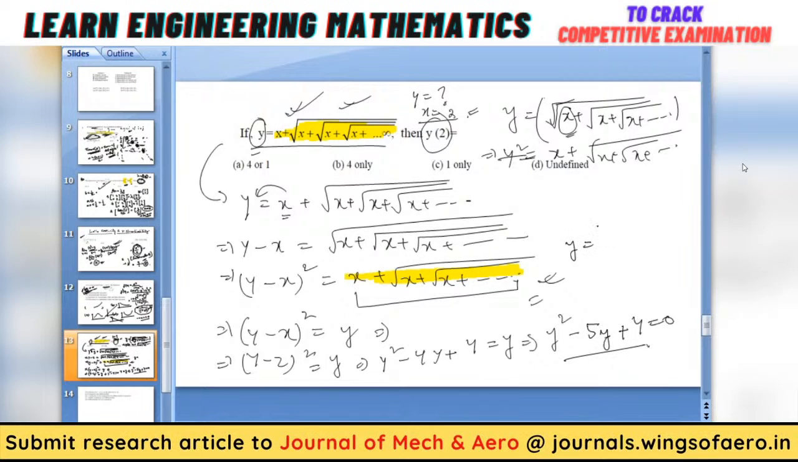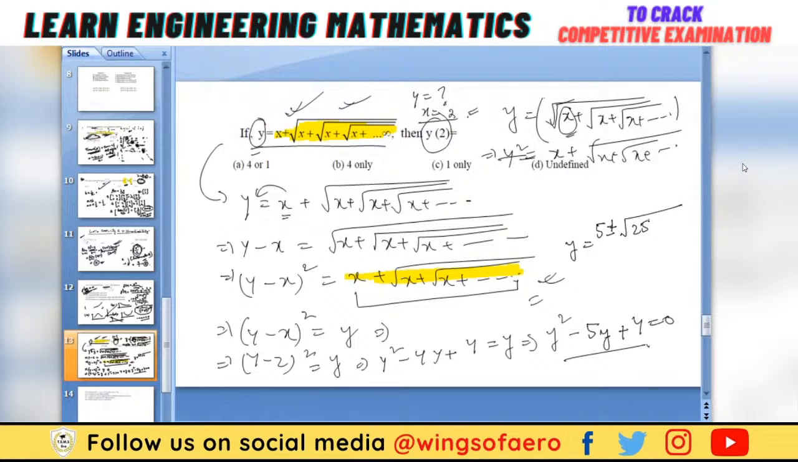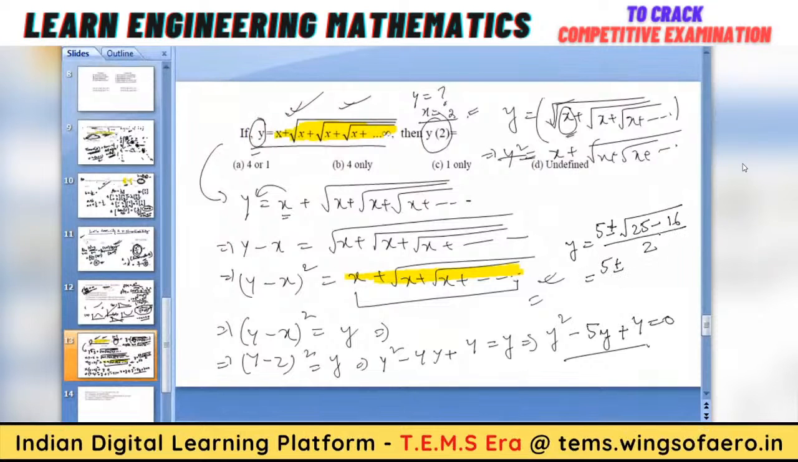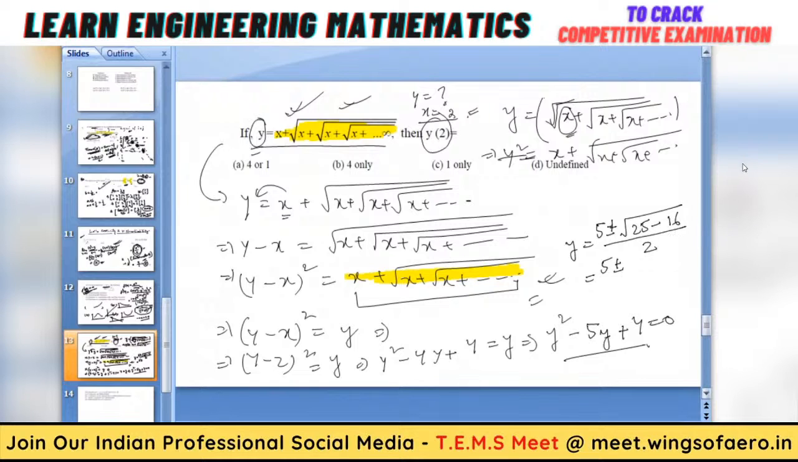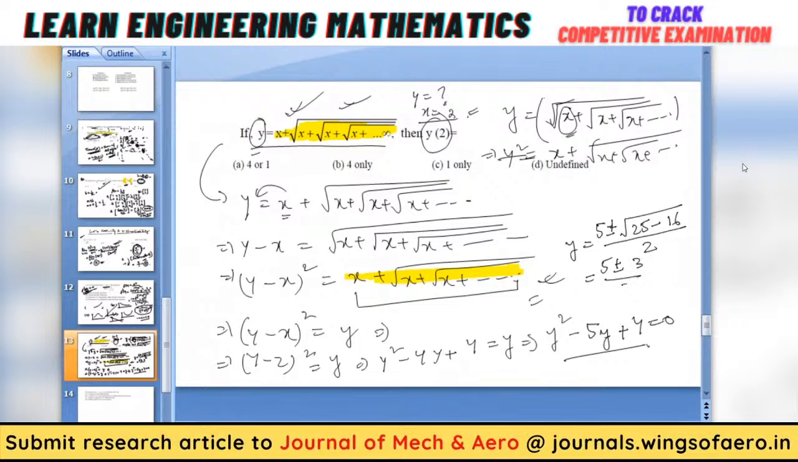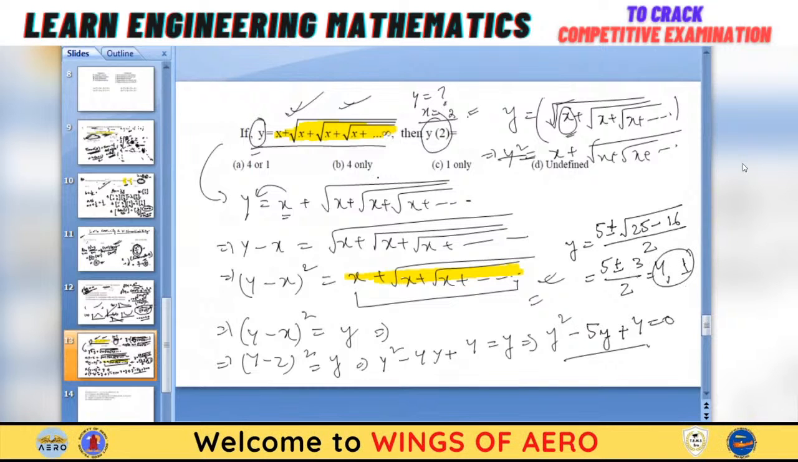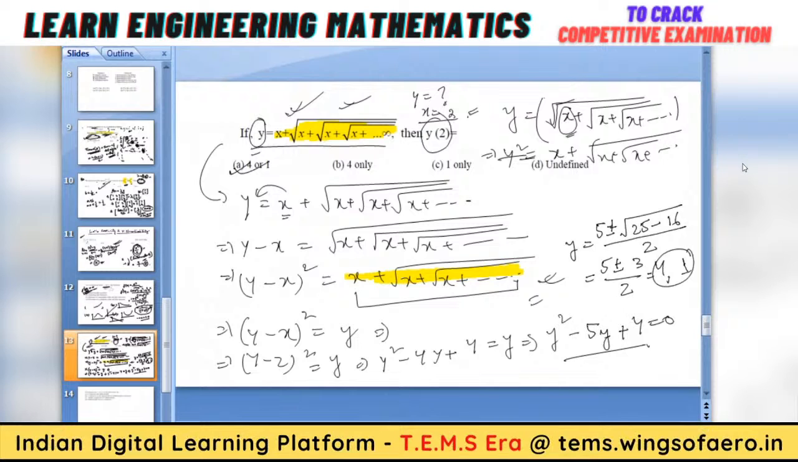y is equal to minus b plus minus root over of b square minus 4ac, over 2a, which is 5 plus minus root 25 minus 16, that is root 9, which is 3, over 2. So 5 plus 3 by 2 means 8 by 2, which is 4. Another answer is 5 minus 3 by 2, which is 1. So the value of y is 4 and 1. That is, A is the right answer. Any doubt?